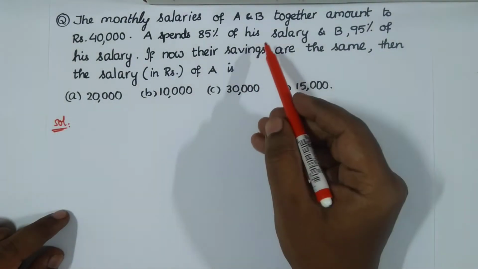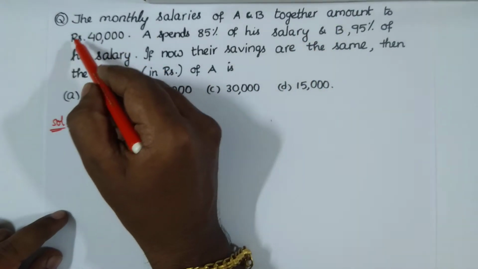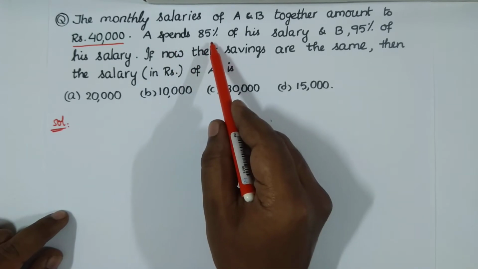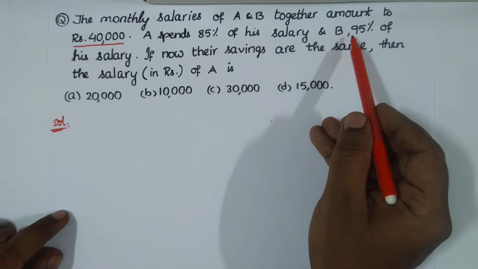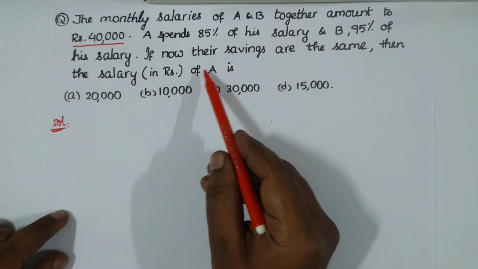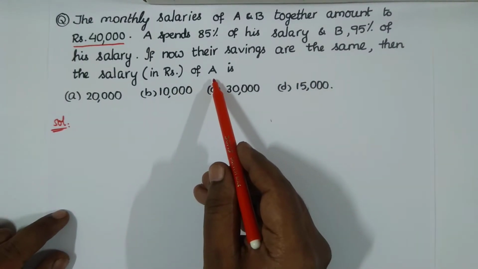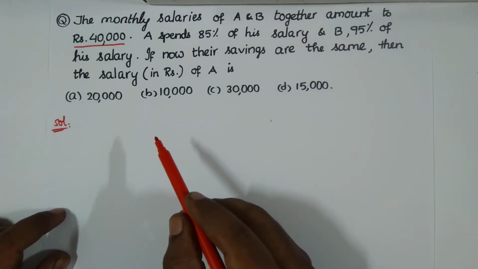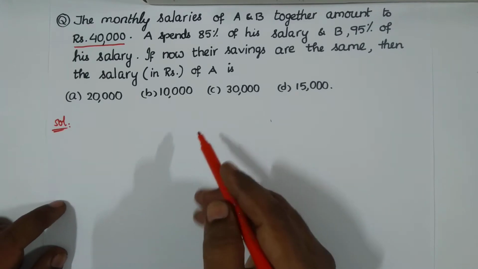The monthly salaries of candidates A and B together amount to rupees 40,000. Now candidate A spends 85% of his salary and candidate B 95% of his salary. If their savings are the same, then the salary in rupees of candidate A is, and you have four options. This is a basic level question from the percentages topic.